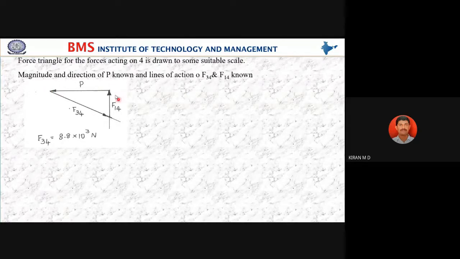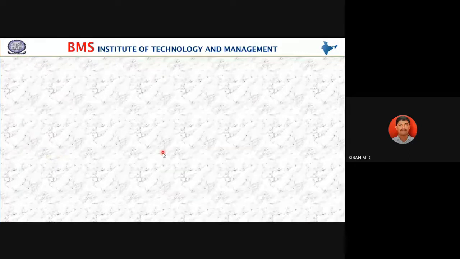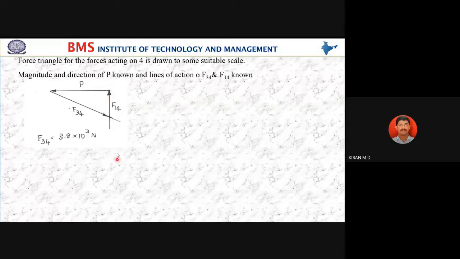Similarly, we know that the reaction force on the piston is acting vertically, so we know the end point of this one. From here you draw the vertical line, same direction. The intersection point you get is point 4, or B, that we are going to consider. Now measure this distance. F34 is 8.8 kilonewton according to my problem. Okay, is it clear?